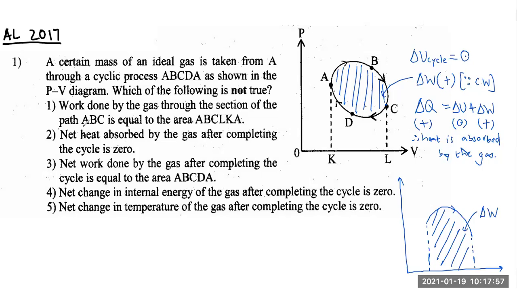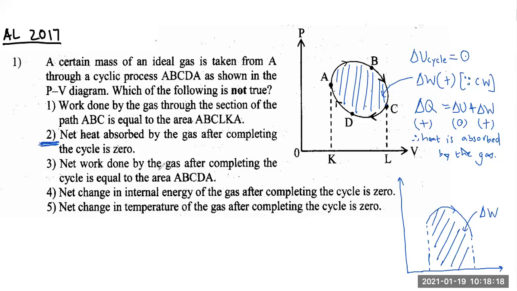Let's see the next one. Net heat absorbed by the gas after completing the cycle is zero. That is incorrect. This is going to be the answer, not true. Because there will be a net heat absorbed, no? When you complete the cycle, there will be a delta W work done. Delta U is zero, okay, but delta Q can't be zero. So definitely the second one should be the answer.